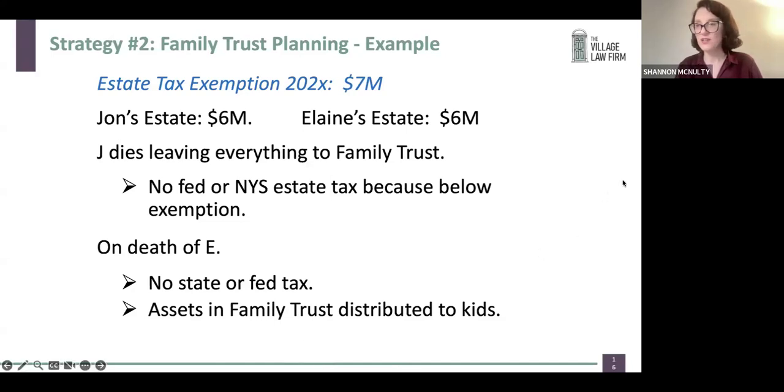And I see there's a question. What if you are no longer married or have a spouse? Then you just have your own exemption. You cannot use a former spouse's exemption. So unfortunately, that goes along with the ex-spouse.